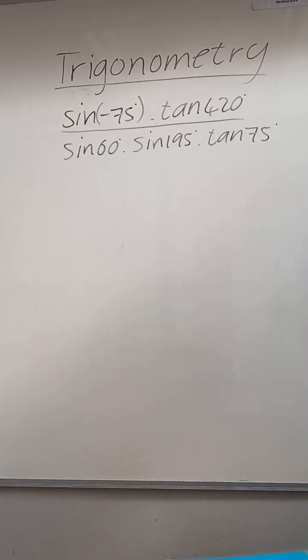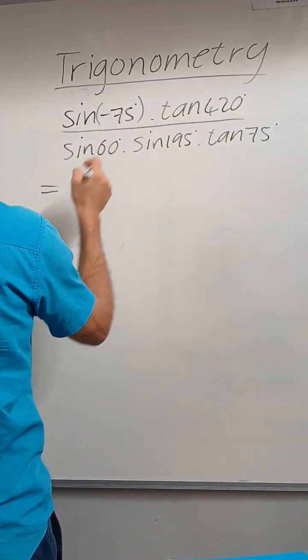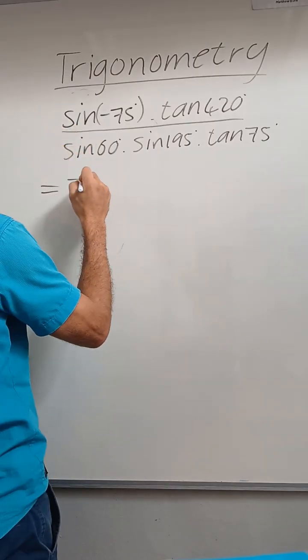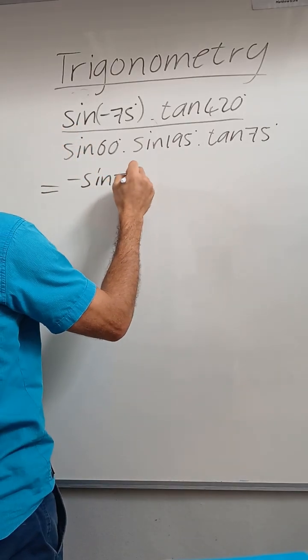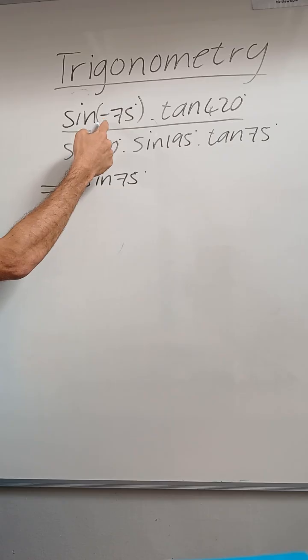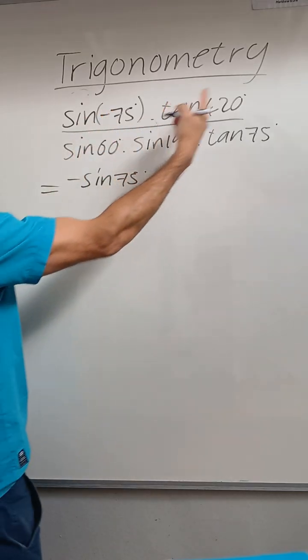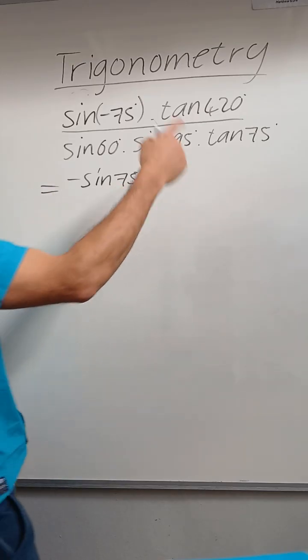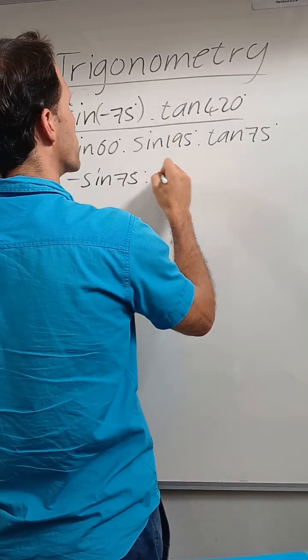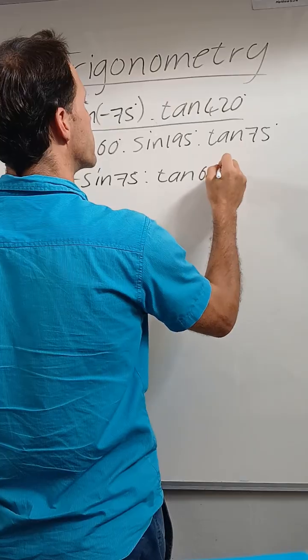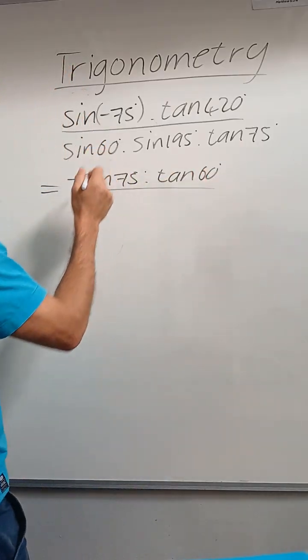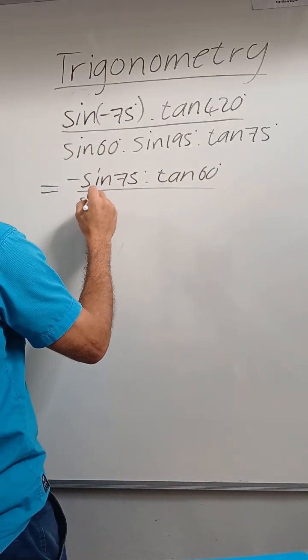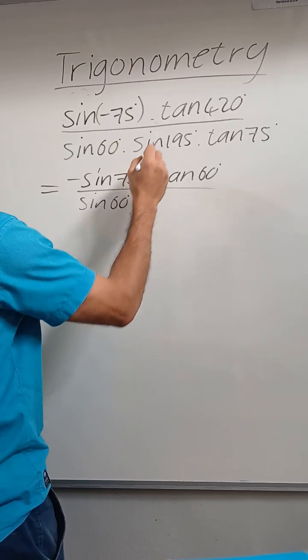Right, so sine negative 75 is in the fourth quadrant, so it becomes negative sine 75, because it's negative. Tan 420, subtract 360, the period is 180, so subtract it twice, so it becomes tan 60. Sine 60, we can leave it like that for now. Let's first see what happens to the other ones.